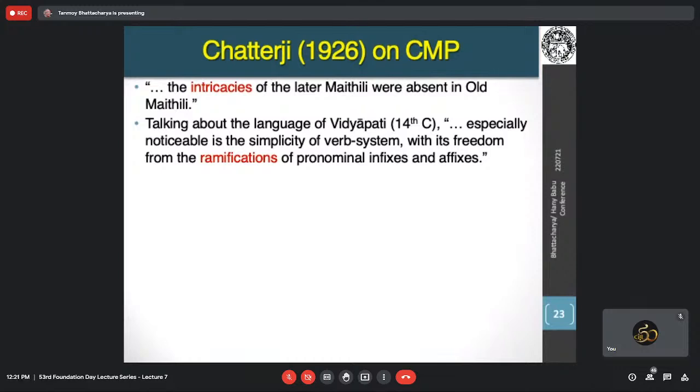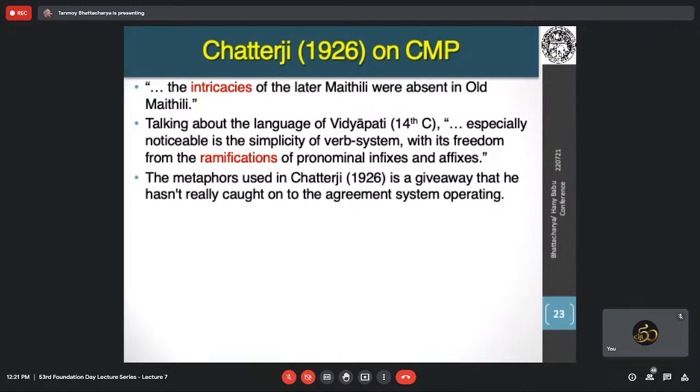"The intricacies of the later Maithili were absent in old Maithili." Okay, Chatterjee is clearly not happy to find these affixes. Talking about the language of Vidyapati, 14th century: "especially noticeable is the simplicity of the verb system with its freedom from the ramifications of pronominal infixes and affixes." You know, the writing gives away your feelings, what you feel about it. These ramifications, metaphorically, express an uncomfortable feeling: where are these little affixes coming from?